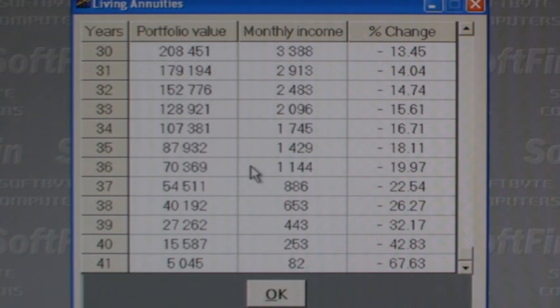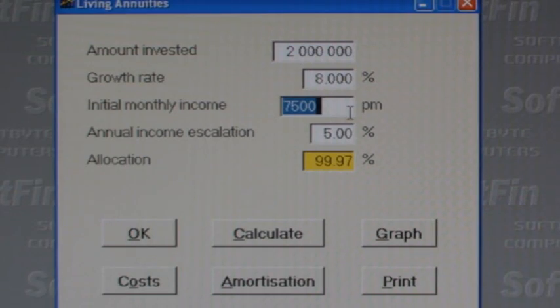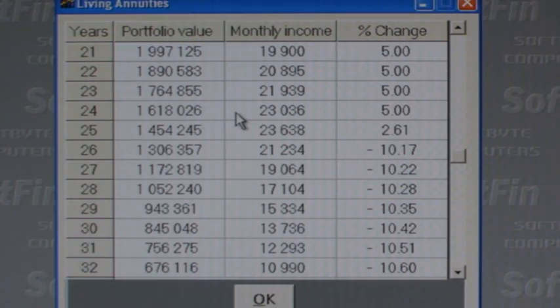What can we do to improve the situation? Well, if we take less income at any stage, it should allow the capital to recover to a degree, and then more capital means more income can be drawn. What if we reduce our initial income drawn from 10,000 Rand a month to 7,500 Rand a month? We can see that the income we need, escalating at 5%, we can now take for 24 years before we are forced to take a reduction in income.